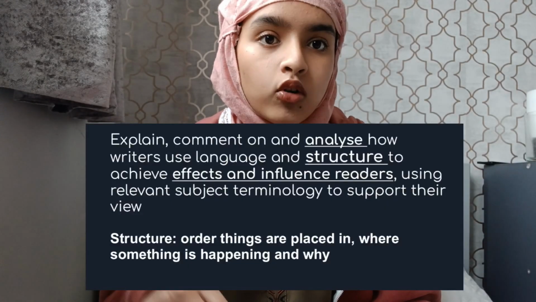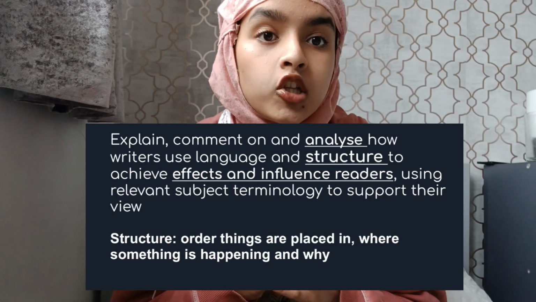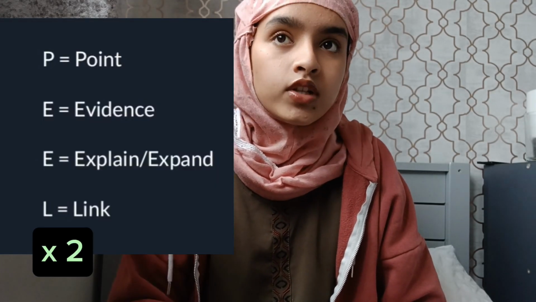Next, we have paper 1, question 3. Question 3 is very similar to question 2, except instead of focusing on language, it focuses mainly on structure. So in this question, you can analyze structural features such as foreshadowing, circular narrative, flashbacks, motifs, repetition, zooming in, zooming out, and you can also analyze changes in tone, mood, perspective, and tension throughout the text. The structure that you would typically use is PEAL. PEAL stands for point, evidence, explain, and link, and you do 2 of those paragraphs.